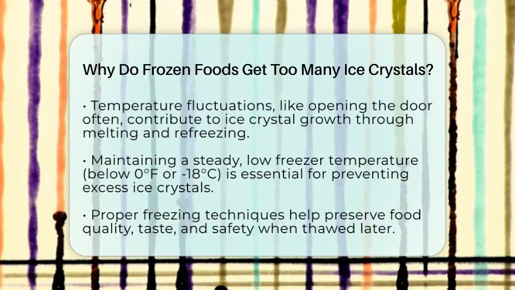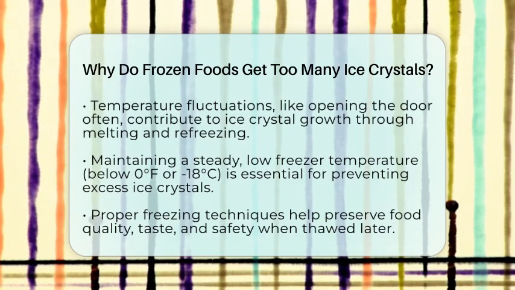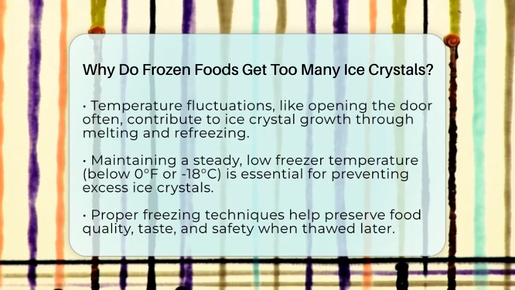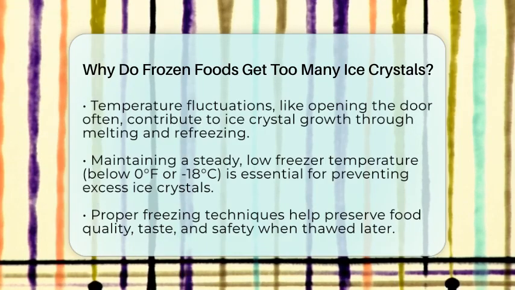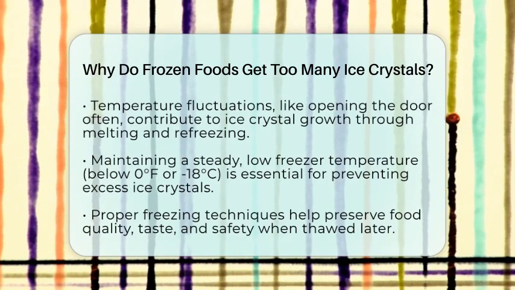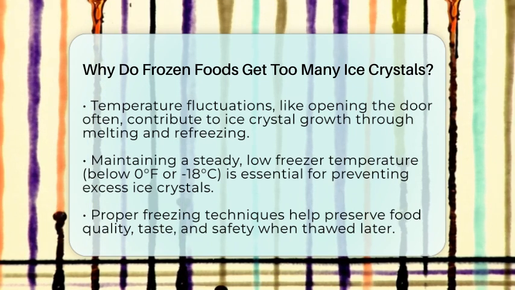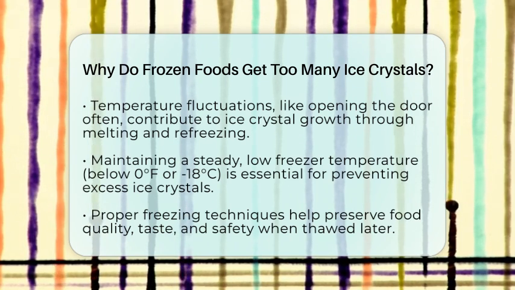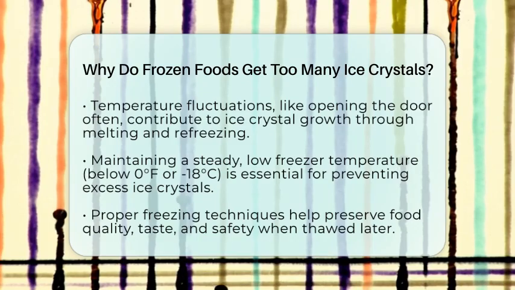In summary, too many ice crystals form because of slow freezing, temperature fluctuations, and improper packaging. Maintaining a steady, low freezer temperature and freezing foods quickly helps keep ice crystals small. This not only preserves the quality of your food but also ensures it stays safe and tasty when you thaw and cook it later.